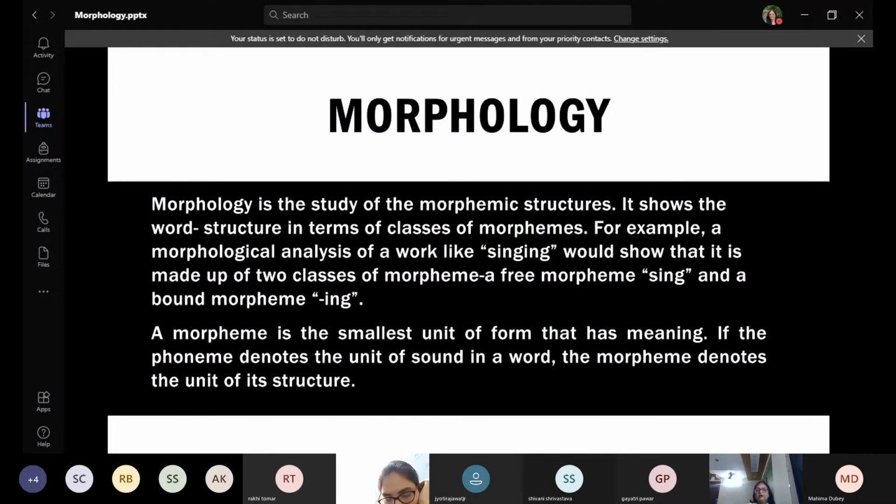So a morphological analysis of a word like singing would show that it is made up of two classes of morpheme. Sing has independent meaning, so it is free morpheme. Ing has no independent meaning, so it is bound morpheme. So again, repetition to make you remember: a morpheme is the smallest unit of form that has meaning.